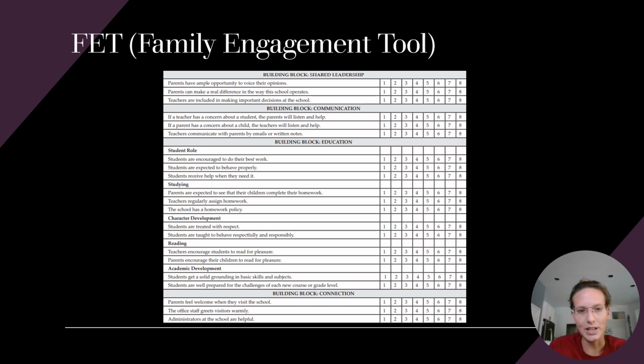There are a few steps to take, but these are just some of the accomplishments that can really come from it. Parents have the opportunity to voice their opinions. They can make a real difference in the way that the school operates. These can be monthly meetings. It's, like I said, a step further than a PTA or a PTO.